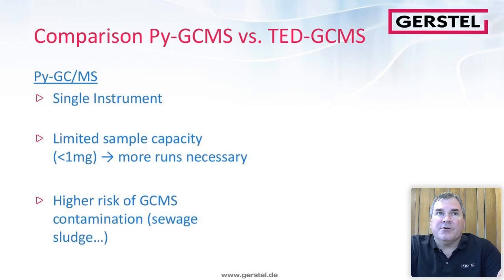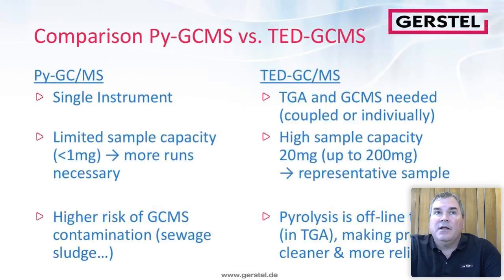So getting back to comparison, pyrolysis GCMS is more simplistic. It's a single instrument, but the downside is that, again, the sample sizes are small and you end up with more runs that are needed. And there's higher risk of GCMS contamination. Again, if you run sewage sludge on a GCMS and pyrolyze all that, most of that is going to wind up on the column. So that's a problem.